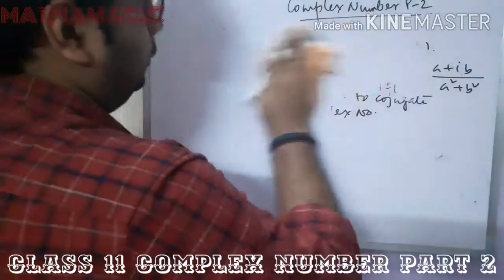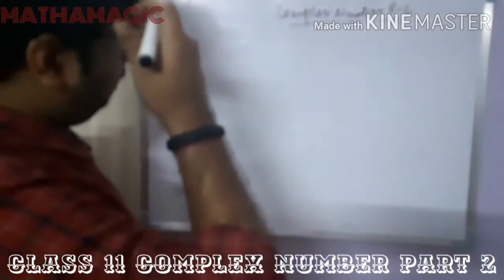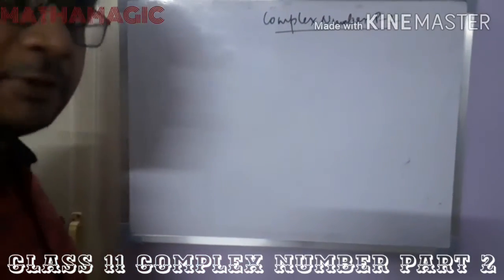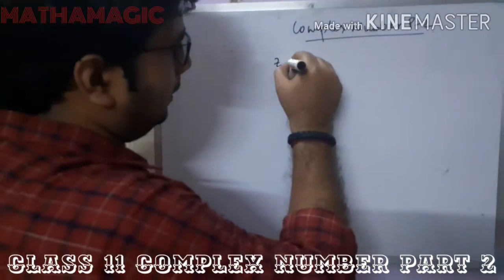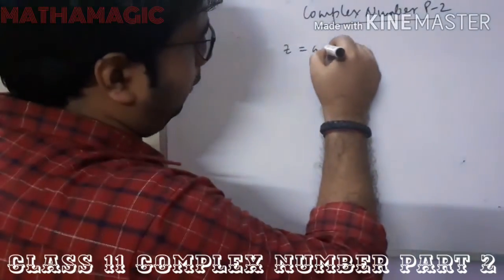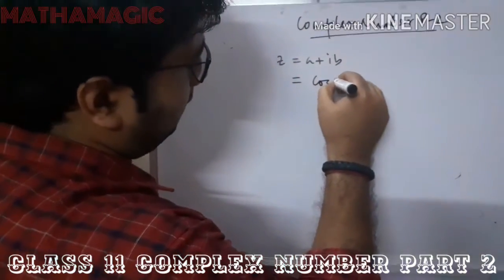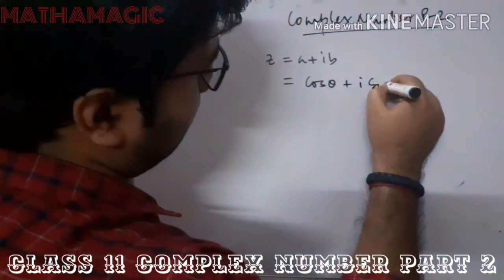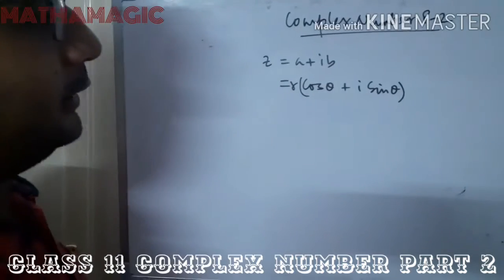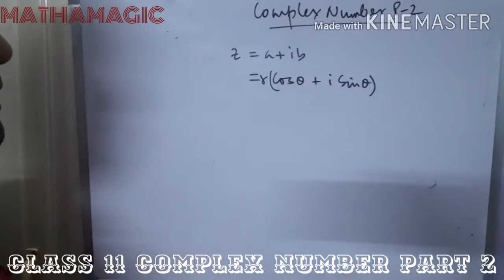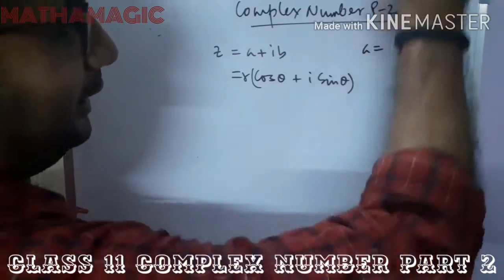So in the previous video, that is complex number part 1, once we had found the modulus and amplitude of a complex number, we discussed that a complex number written in the form of a plus ib can also be written in the form r into cos theta plus i sin theta, because we have seen that a is equal to r cos theta and b is equal to r sin theta.